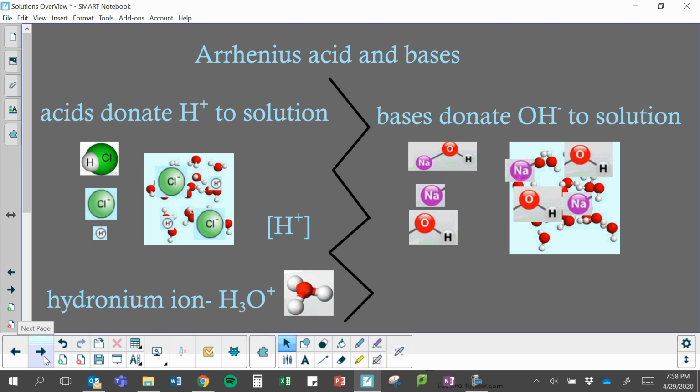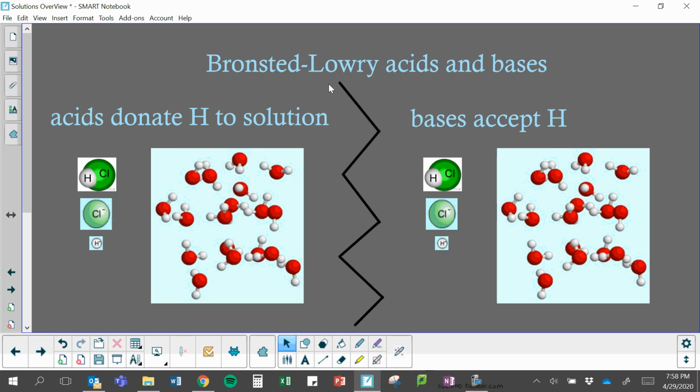Okay, this is one model that they use to describe acids and bases, but they realized that this isn't the best way to describe it because we can have things that act as bases even though they don't have hydroxides that they're adding to the solution. So this was one scientist's way of describing acids and bases, but it's a model and it has some faults. So the next model we're going to talk about is the Bronsted-Lowry acids and base model.